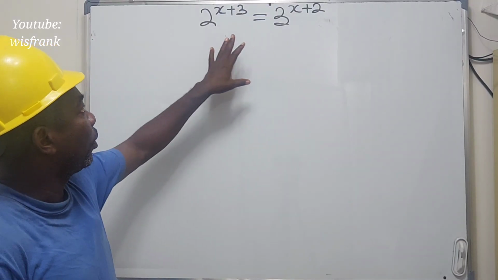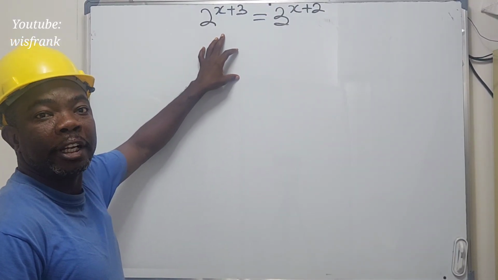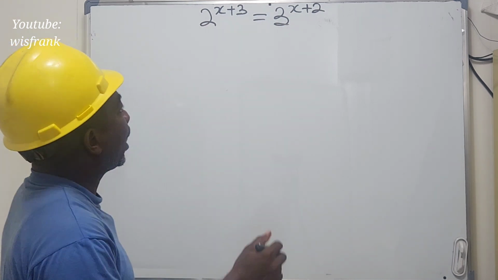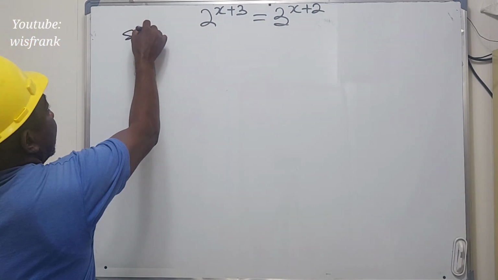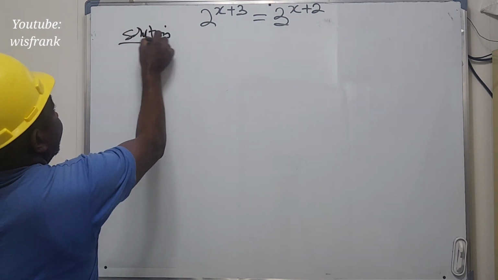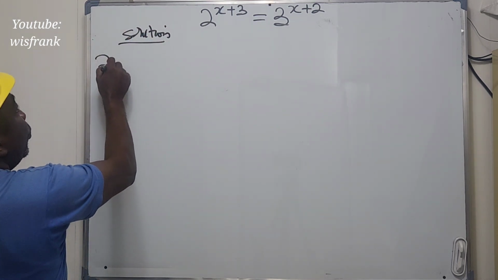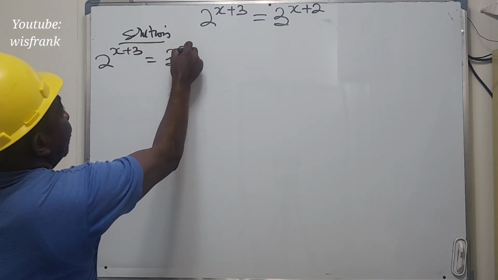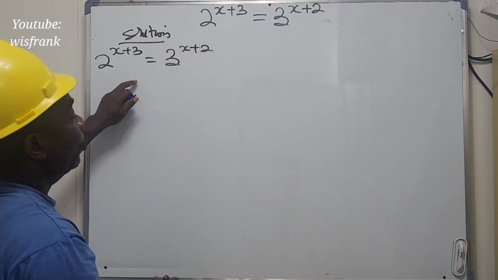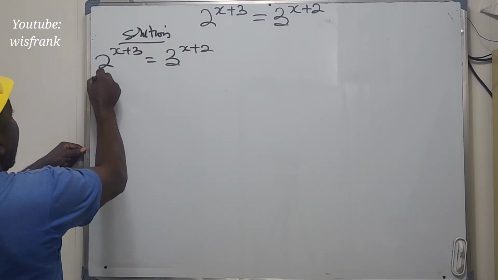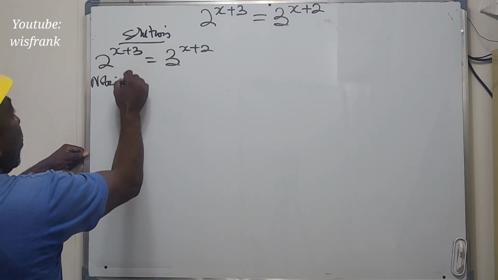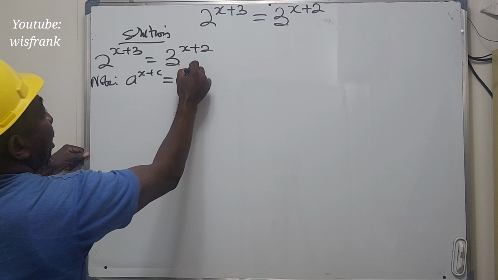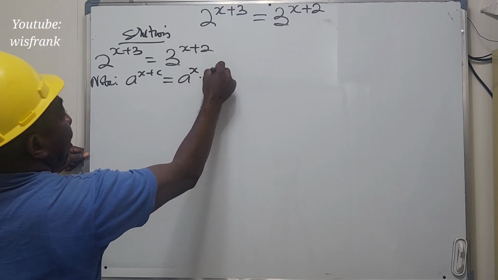For today, we're looking at this question. It says 2 to the power of x plus 3 equals 3 to the power of x plus 2. So we are asked to find the value of x from this equation. Here we recall a law that says a to the power of x plus c is the same thing as a to the power of x times a to the power of c.